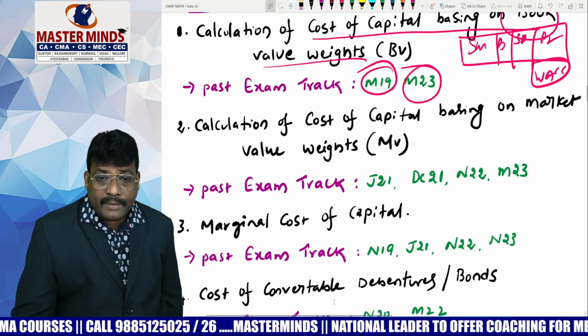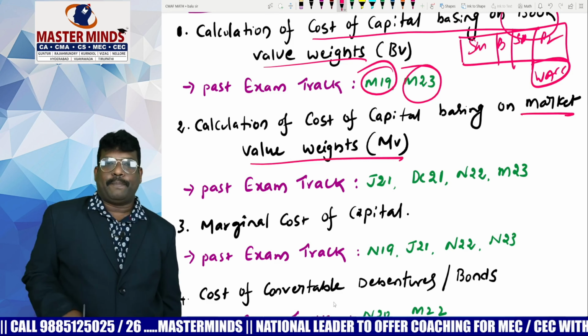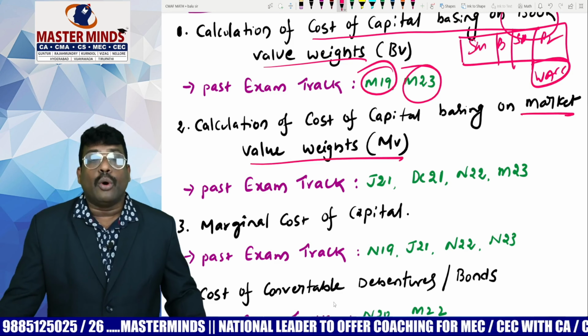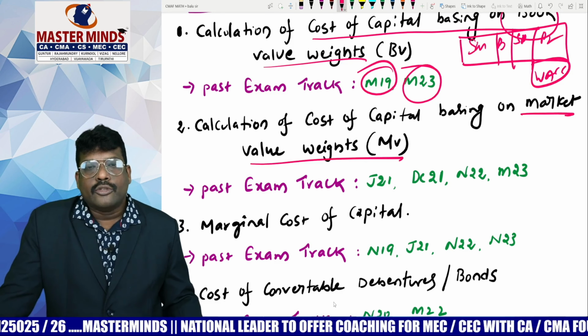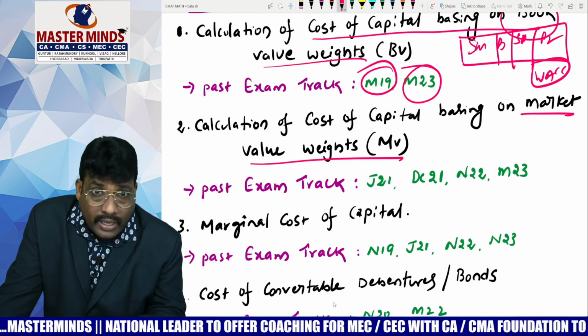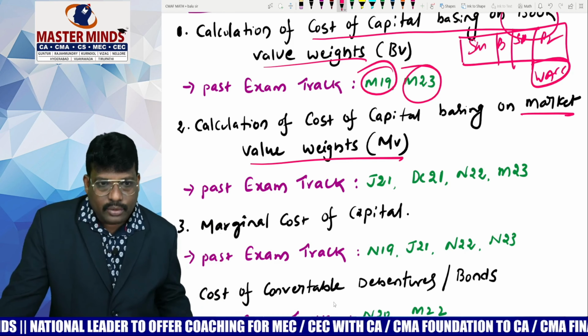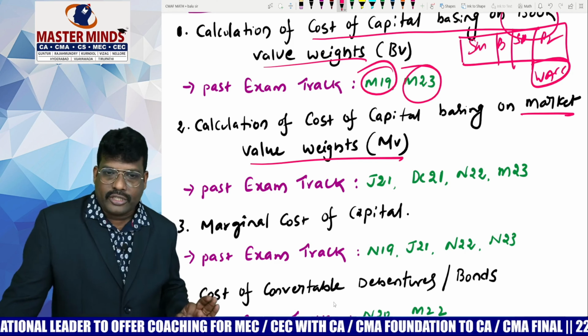And at the same time, calculation of cost of capital next, based on market value. Book value is done. Now we have to take the market value. Number of securities into book issue price or book price gives the book value. Number of securities into market price gives the market value. Market value is also very important, dear students.